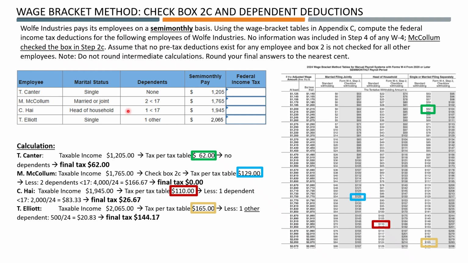Hi has taxable income of $1,945 and a marital status of head of household. We look up his tax in the tax table and come up with $110. We still need to subtract the tax reductions for his dependents of $2,000 per year or $83.33 per semi-monthly pay period, which results in a final tax of $26.67.